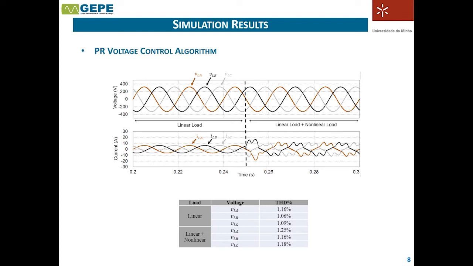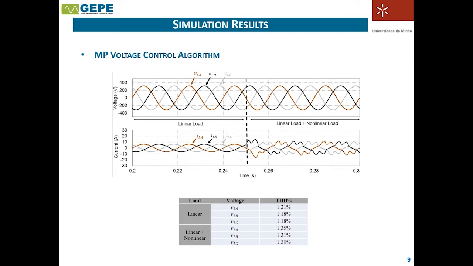With the addition of the nonlinear load, the THD values became 1.25% on phase A, 1.16% on phase B, and 1.18% on phase C. As with the result obtained earlier, the addition of the nonlinear load caused the THD of the voltage to increase slightly. In the transient response, there is a slight spike in the currents consumed by the load, smaller than the previous result, while still not affecting the voltage produced by the VSI. These results were obtained with a kappa P of 200 and a kappa S of 1000.